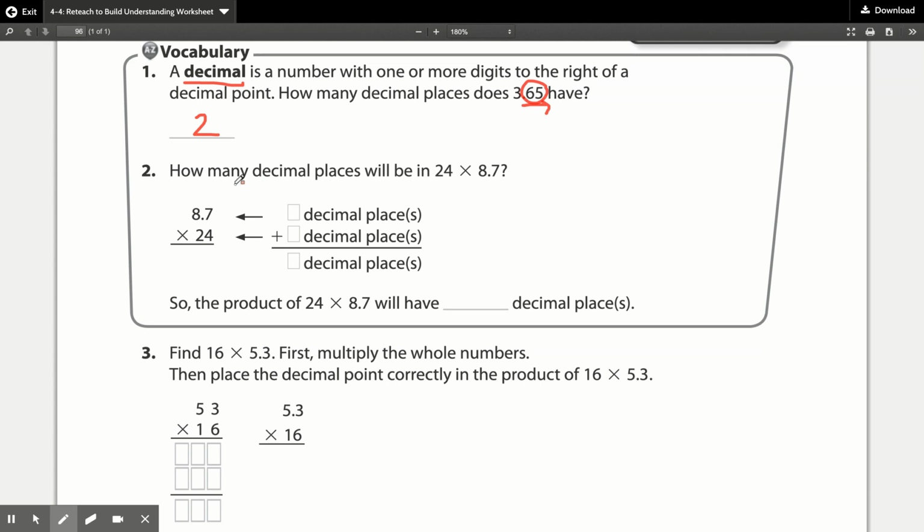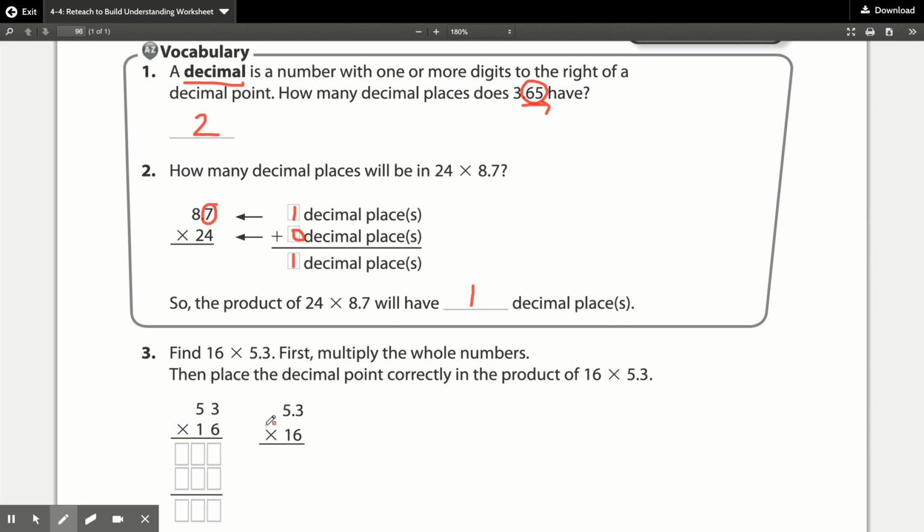So how many decimal places will be in 24 times 8.7? In 8.7, I have one decimal place. In 24, I have 0. So I will have one decimal place. The product of 24 times 8.7 will have one decimal place.